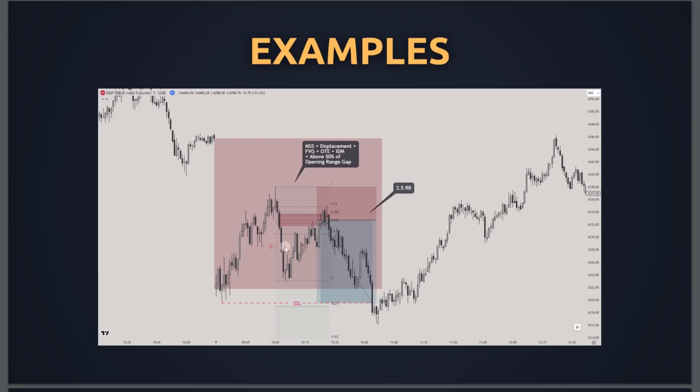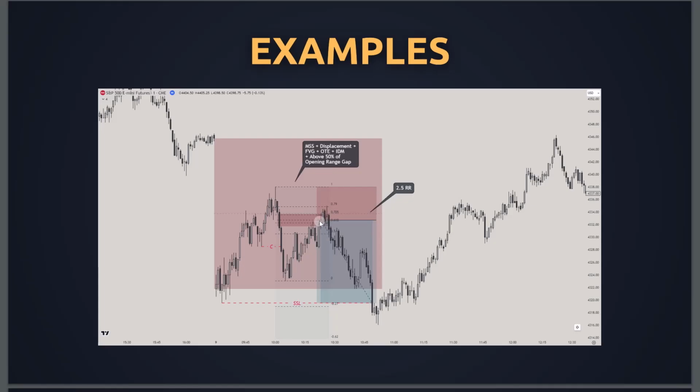We have a market structure shift at this point with a big displacement. This tells you that, oh, we have price coming lower. We have a change of character. Now we can measure the leg from this high to this low, and we can see that this fair value gap right here, which is the extreme one, is at OTE. The OTE fair value gap, market structure shift, displacement, price already went above the 50% of the opening range gap. This is a high probability entry.